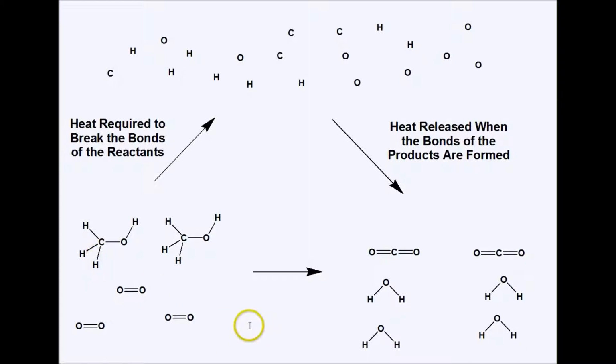All right, so let's picture what's going on by considering two methanol molecules. We use two so that we don't get fractions in the equation. Two methanol molecules react with 3 oxygen to produce 2 carbon dioxide and 4 water molecules.